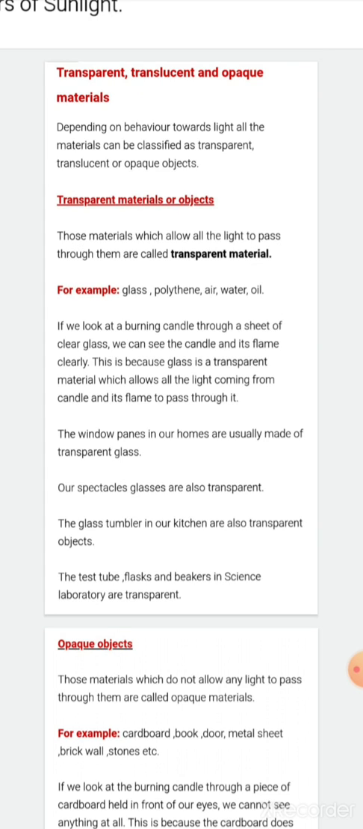If we look at a burning candle through a sheet of clear glass, we can see the candle and its flame clearly. This is because glass is a transparent material which allows all the light coming from the candle and its flame to pass through it. The window panes in our homes are usually made up of transparent glass. Our spectacles too.